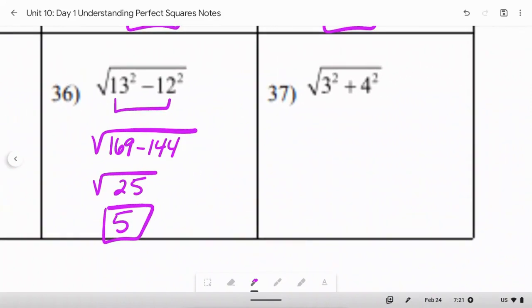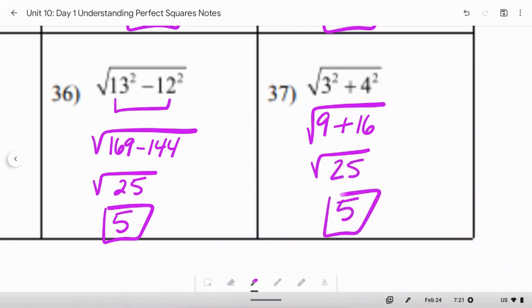Same thing with 37. I'm going to do 3 squared, which is 9, 4 squared, which is 16, and then add those together. So again, I get the square root of 25, which again is just 5.